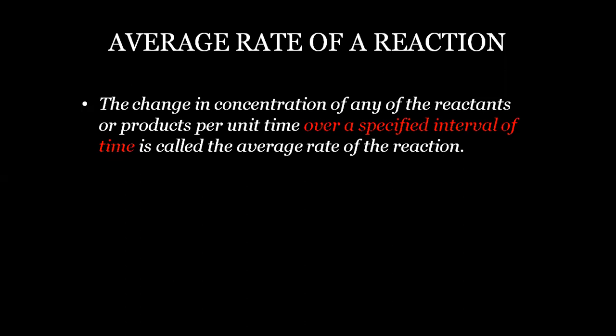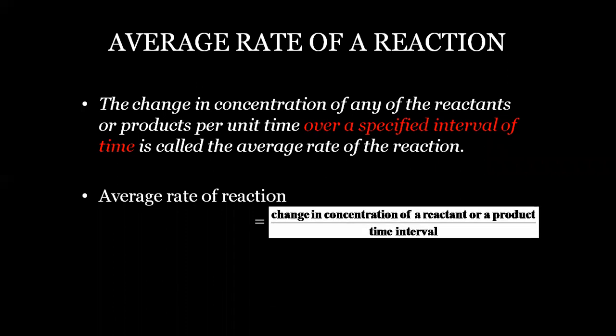So whenever anyone says average rate of a reaction, it is nothing but the change in concentration of a reactant or a product per unit time. The definition remains the same, but over a specified interval of time, we call it average rate of reaction. How can we write it? Again, it is the same: change in concentration of a reactant or a product by time interval. The only thing is that the time interval is a specified time interval. That's all.